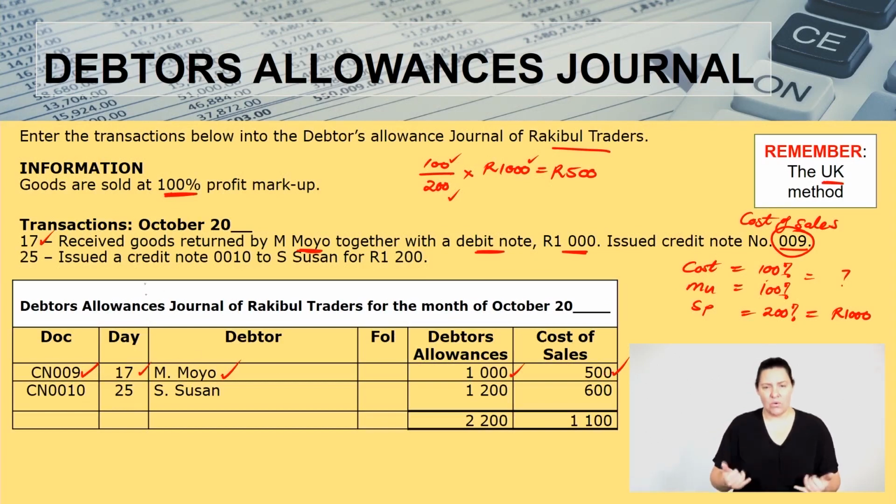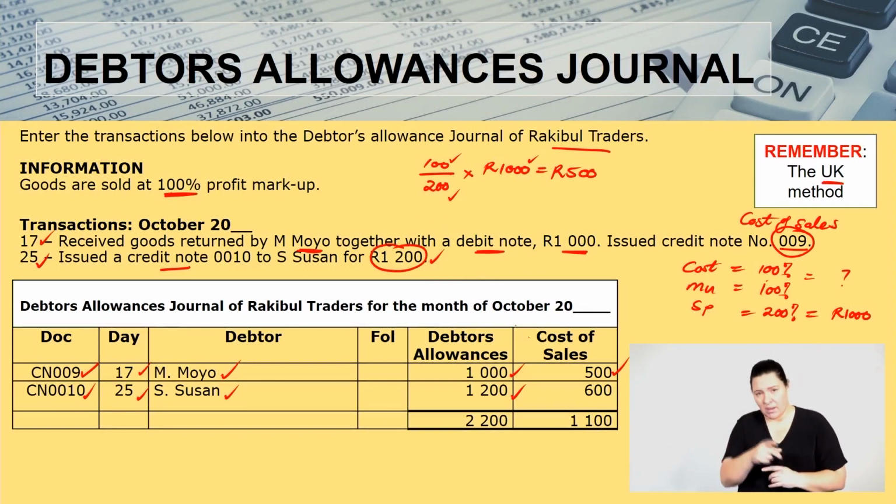Now, we will come to the next transaction. On the 25th, we issued a credit note to S. Susan for 1,200. So we'll come here. Remember, there is our credit note number 10. The date is the 25th. And then S. Susan, 1,200, the same amount we find here.